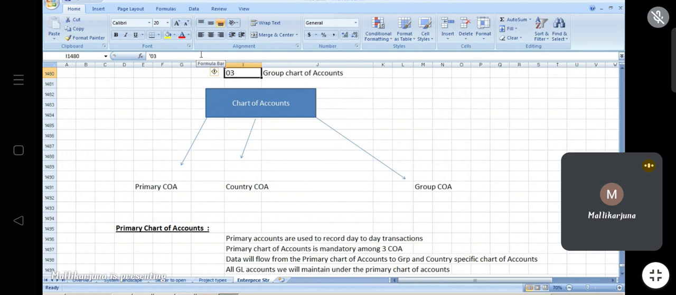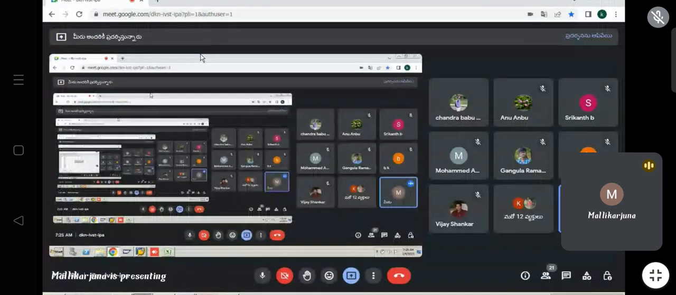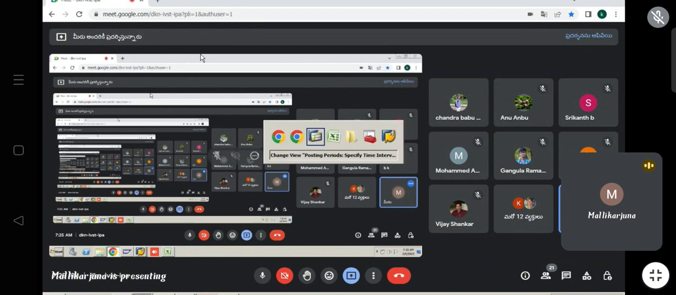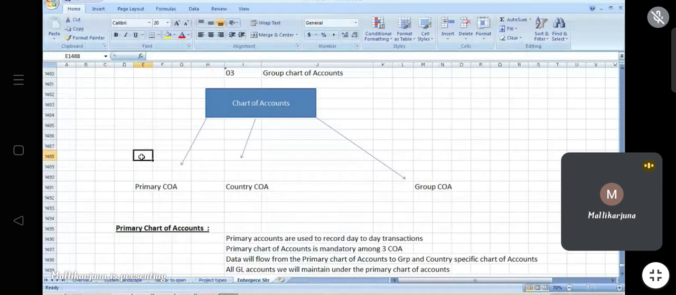These questions you will get when you go to the interview, and we must justify ourselves while answering. What is the chart of accounts? How many charts of accounts are there? What is group chart of accounts? For country-specific chart of accounts, how will data flow, and where will you assign it? These are all cross questions you will get in the interview. So we must be comfortable by the time we complete the configuration and create the GL accounts. This is the functionality of the chart of accounts.